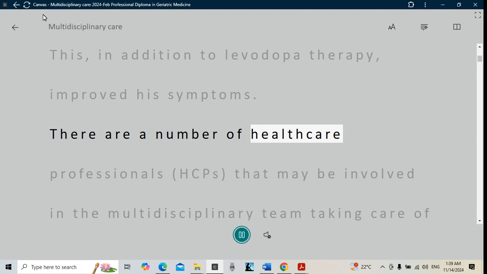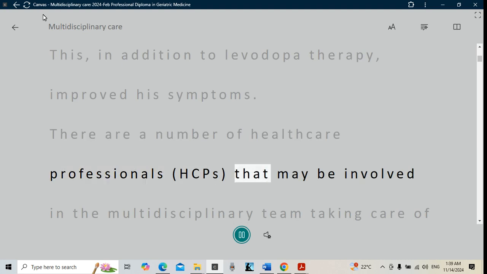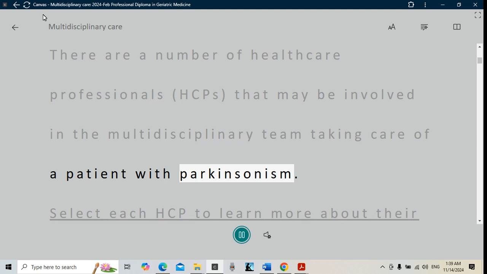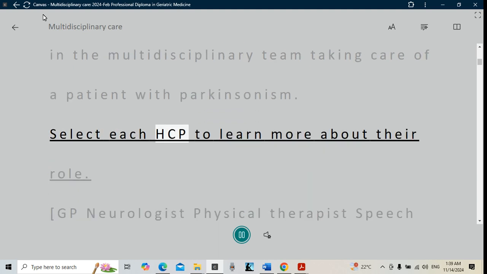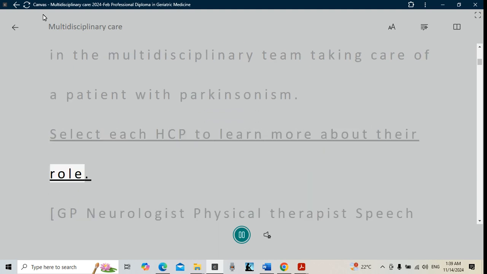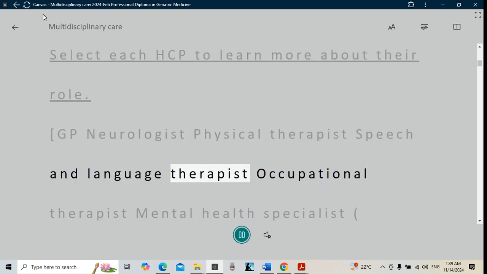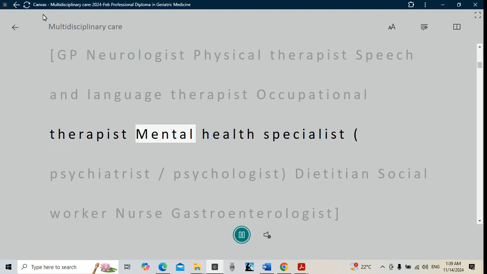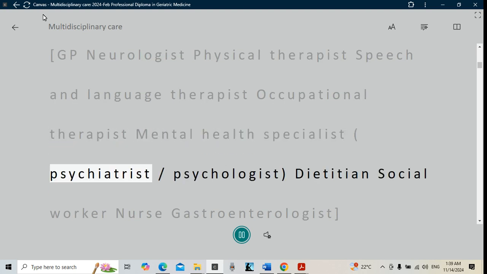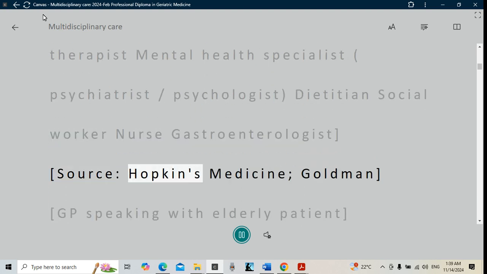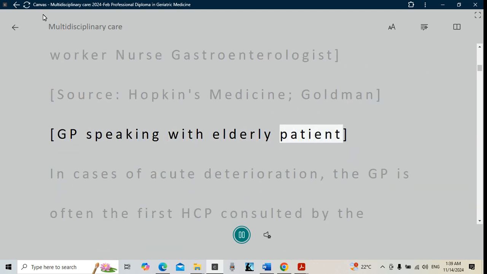There are a number of healthcare professionals, HCPs, that may be involved in the multidisciplinary team taking care of a patient with Parkinsonism. Select each HCP to learn more about their role. GP, neurologist, physical therapist, speech and language therapist, occupational therapist, mental health specialist, psychiatrist/psychologist, dietitian, social worker, nurse, gastroenterologist. Source: Hopkins Medicine, Goldman.